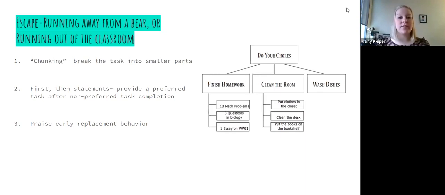Another strategy is first-then statements. This is a great way for our children to feel heard too, especially when they're experiencing those big feelings. So first, you're going to do this non-preferred task. You're going to do the thing that I have asked you to do, like clean your room. Then you get to do something that you enjoy, like watch TV or play outside. So first, my non-preferred task, then your preferred task. So I'm hearing them out and I'm saying, this isn't forever.